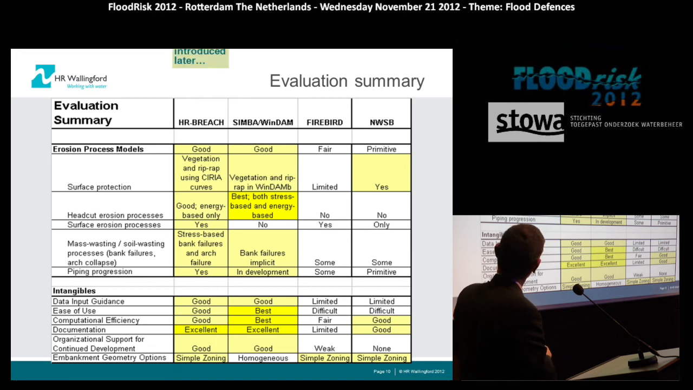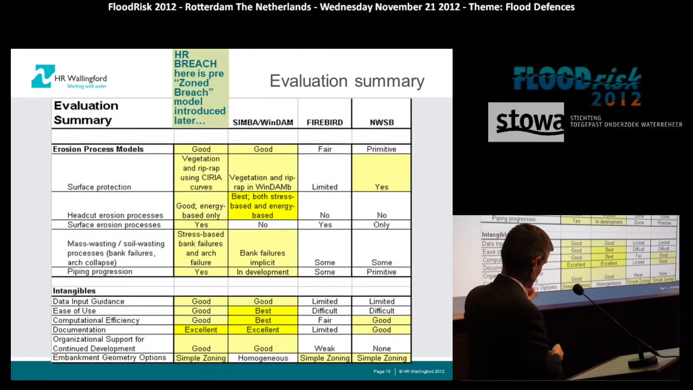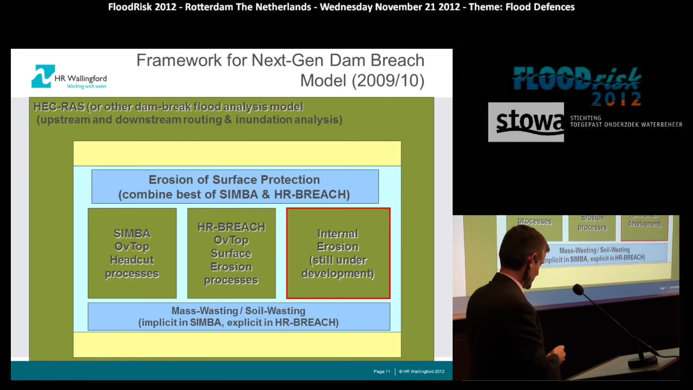One of the unfortunate problems, hold on, before I do that, I should point out here that the HR breach model that was used in this project predates the zoned work, which I will come on to, so it's an earlier version of the model. The conclusions were that since the Simba model simulates head cut processes and the HR breach model comes from prediction of surface erosion processes, the best solution would be to try and come up with a model which combines head cut and surface erosion and internal erosion.